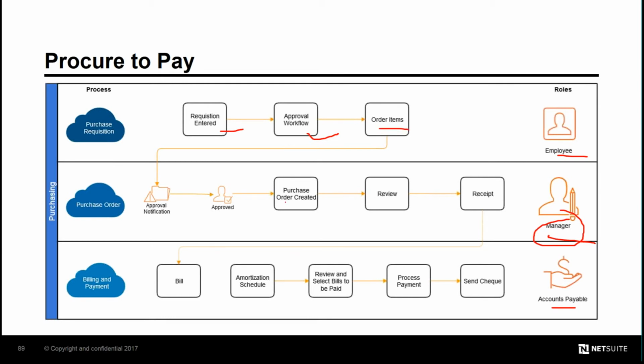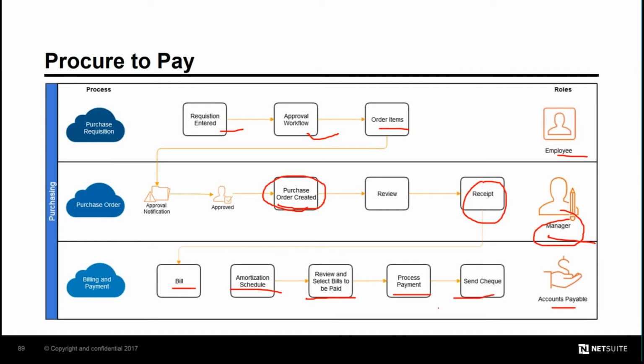Once there will be a PO already, I can review as a manager, and then once it has been forwarded to your supplier, you can review and receive the item. So once it's received, it is the accounting department's responsibility to create the bill in order to post the accounts payable, right? And then because this is a payable, you can also do amortization schedule, review the bill, you can process the payment, or you can do cash or send check.